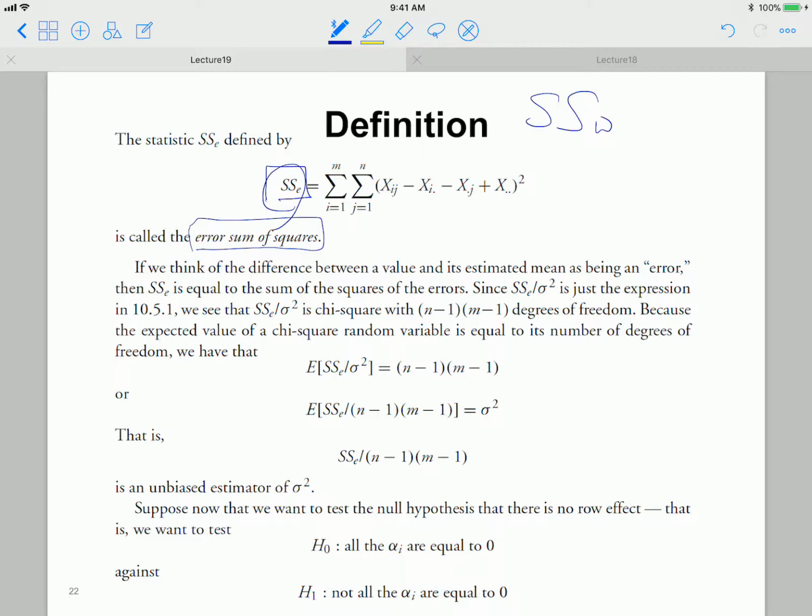Okay, and then this one is following the chi-square distribution when divided by sigma squared, and the degree of freedom is this guy, and then we do exactly the same trick, and move it to the denominator here, and then it will give the estimate of sigma squared, and this guy is an unbiased estimator for sigma squared. Okay, and now we have to think about the second way of computing the sigma squared, right?